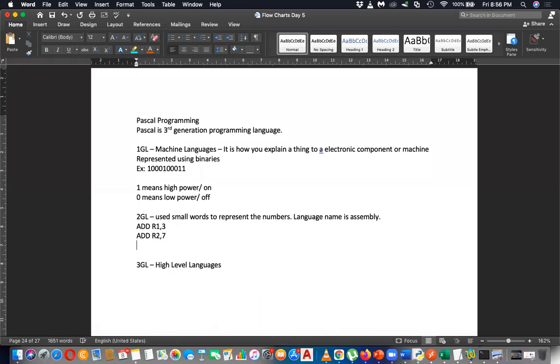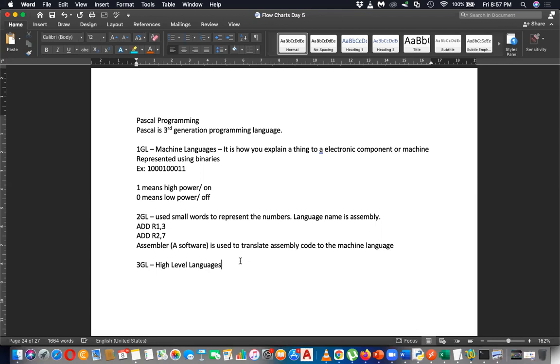Actually, this language, the second generation, assembler software is used to translate assembly code to the machine language.